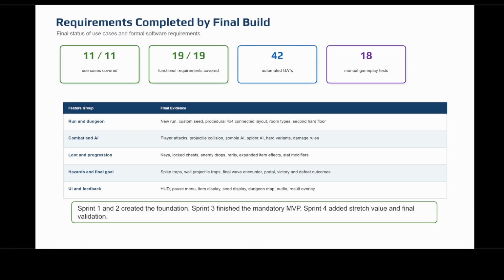By the final build, all 11 use cases and 19 formal functional requirements have coverage through the implementation and testing artifacts. Sprint 1 and Sprint 2 created the foundational elements of the project. Sprint 3 completed the missing mandatory systems, and Sprint 4 then improved the product with stretch functionality. The formal testing report now uses 42 automated acceptance-oriented UATs and 18 manual gameplay tests. The most important point is that by this final demo, the requirements are no longer just planned or partially implemented. They map to visible gameplay behavior, source code commits, test cases, and final documentation artifacts.